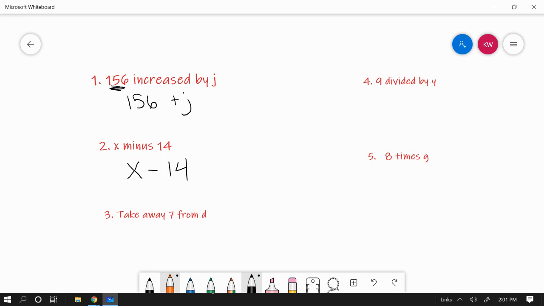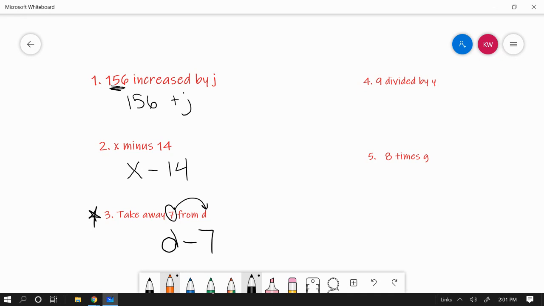Number three, take away 7 from d. So now this is an example of, even though they wrote the 7 first, we're not going to write the 7 first to begin with. We're taking 7 away from the letter. So we're going to have to use d first and take 7 away. This is kind of a tricky one, so make sure you're reading the sentence carefully.